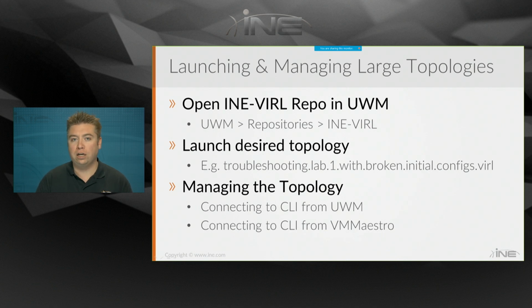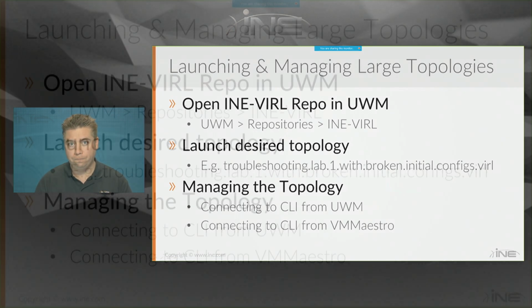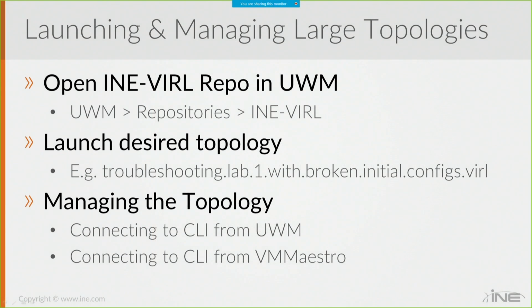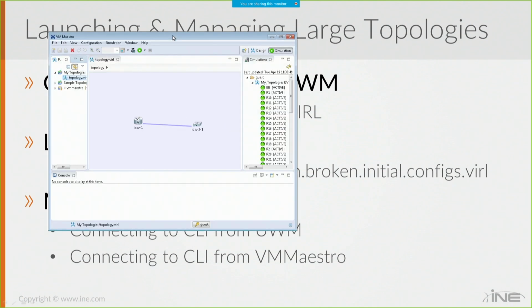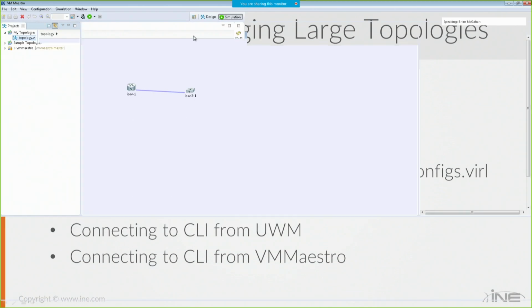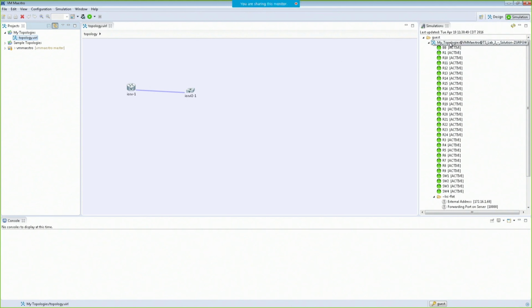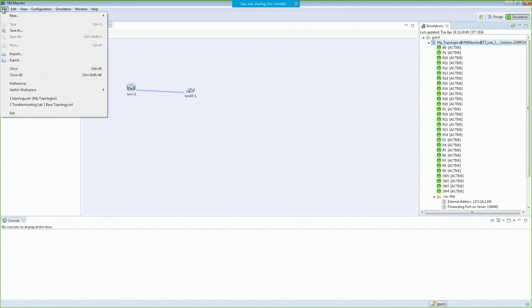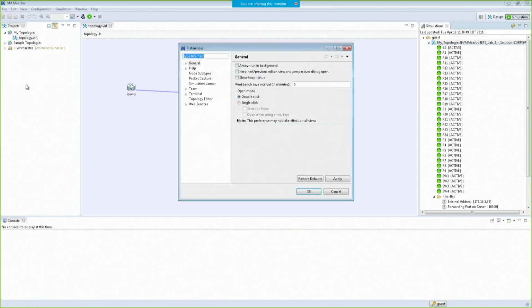As long as you have the correct credentials for the VIRL instance, you should see that as a running active simulation. So in my particular case here, let's go ahead and open up VM Maestro locally. And what we should see is that it's going to give an error message. So I have this running on a separate hypervisor. Let's go up to File Preferences.